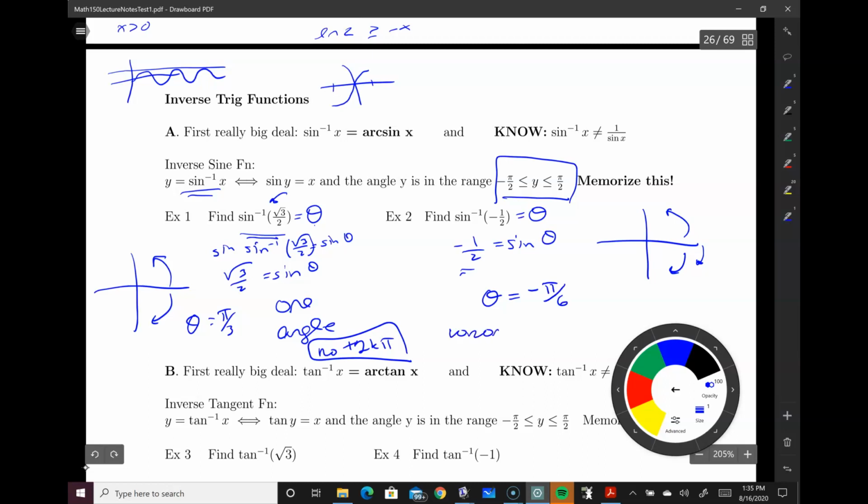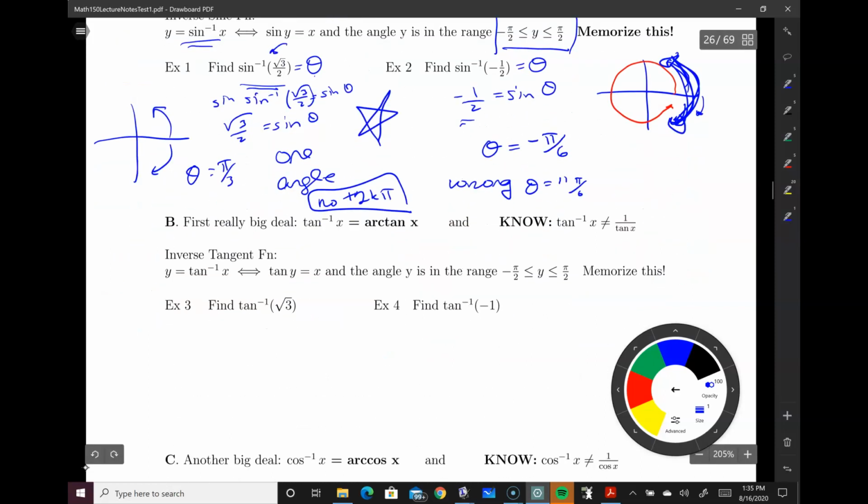It is wrong to say theta is 11 pi over 6 because that would be going all the way over here, and the restriction says the angle has to be in between here and here. So get very comfortable with this. This idea, these little bits of problems will come up all year long.